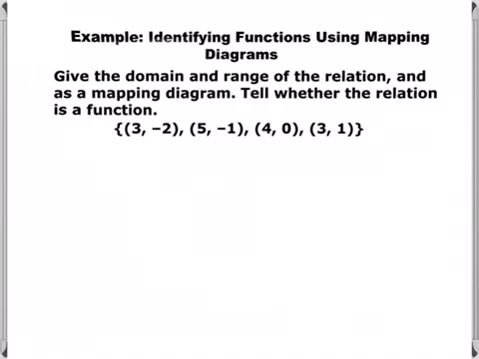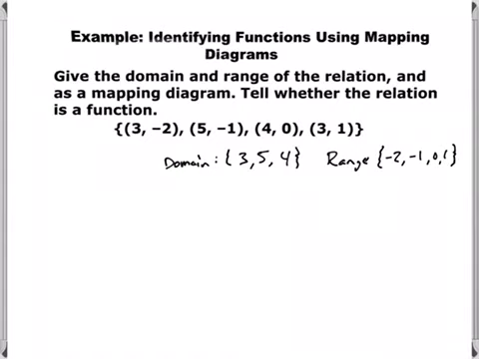In the next example, give the domain and range of the relation and as a mapping diagram. Tell whether the relation is a function. So this time we're going to create our mapping diagram. We'll have the domain here. And we know the domain is, in this case, 3, 5, 4, and then 3 repeats, so we don't need to write it again. Then we've got range, which is -2, -1, 0, and 1.